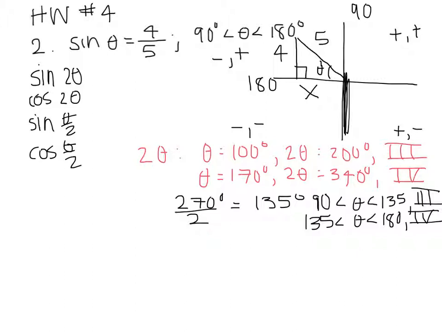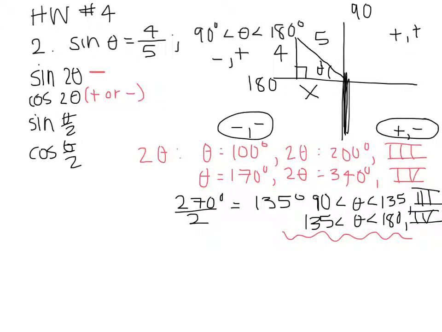So what is going to change between quadrant 3 and quadrant 4? Well, if we take a look at what we had written about the signs, the only thing that's going to change is our cosine value. So for double theta, cosine is going to be positive or negative, based on the two conditions that we came up with down here. Sine, on the other hand, is going to be negative no matter what. So I'm just going to put a negative next to my sine double theta.